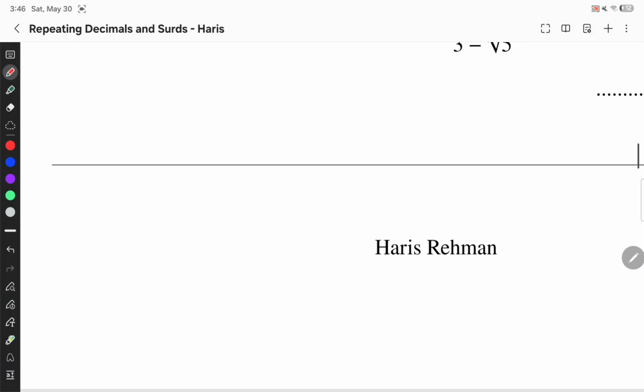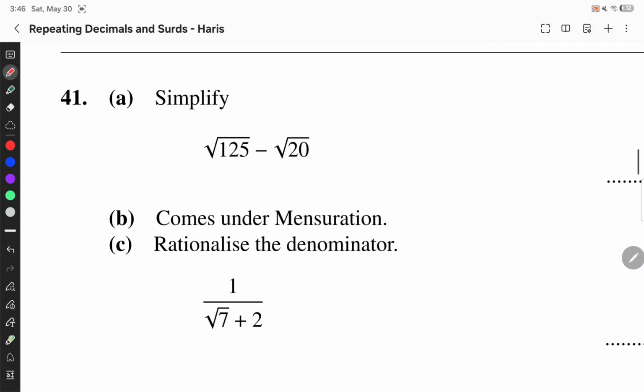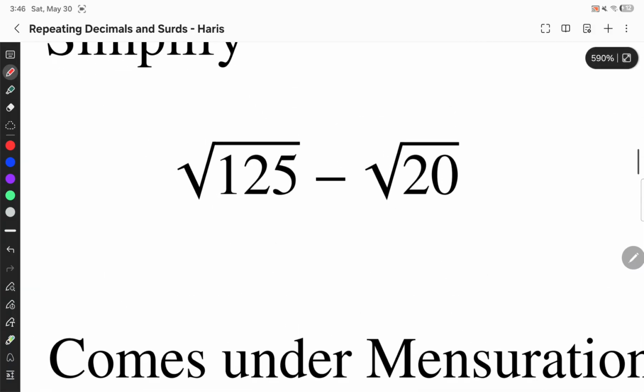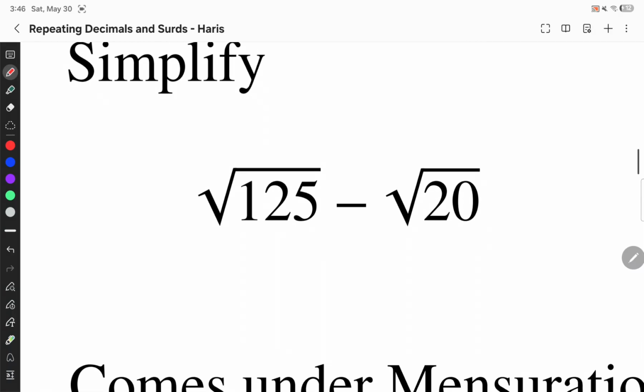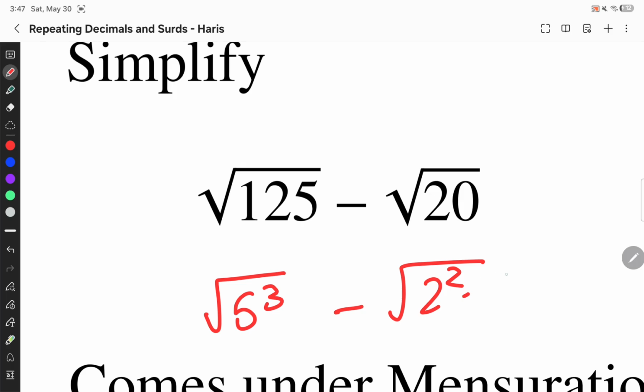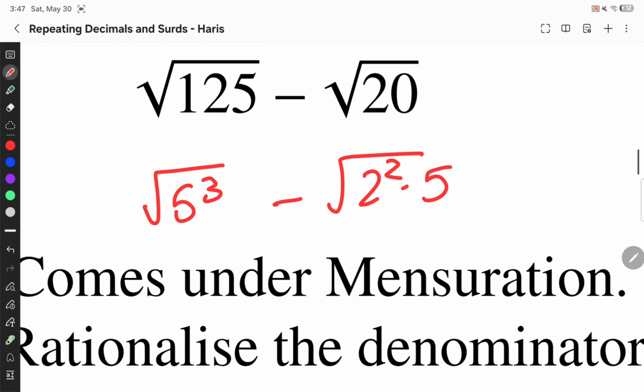Very simple. Next, subtraction, also very easy. So we get here 5 cubed minus root 2 squared times 5. Now I'm doing this instantly. You guys can take your time.